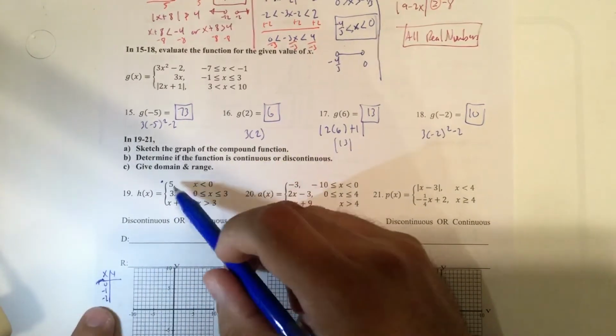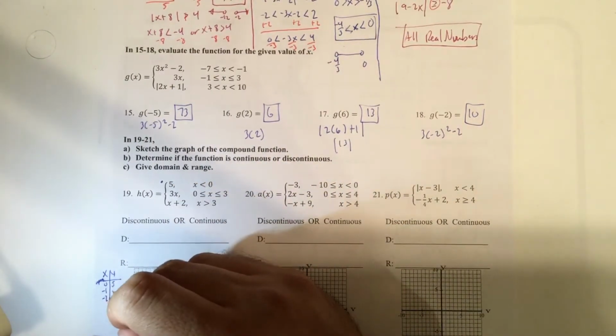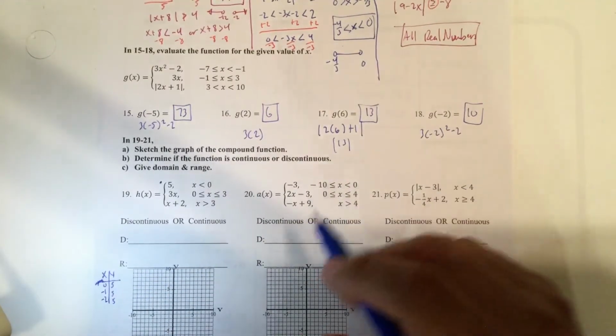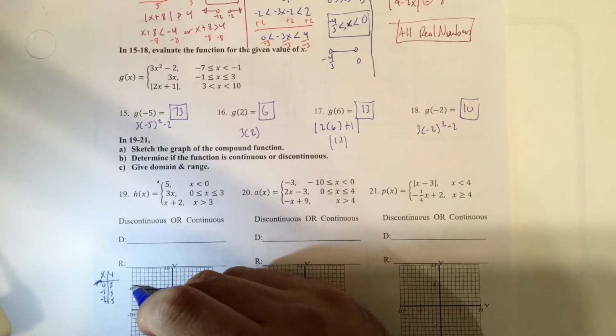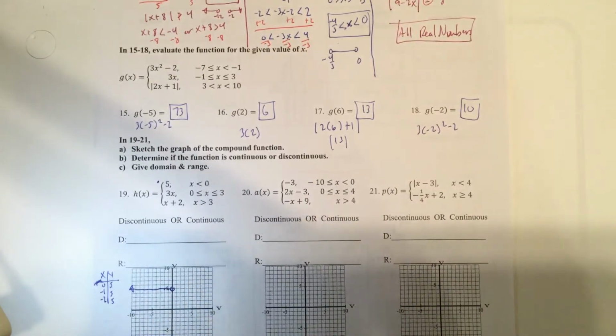Now to get my y values, notice it's just always 5, so we're going to change all these y values to 5. So 0, 5 is an open circle. Negative 1, 5 is a point, and then from here we just move on to the left. And there's that graph there.